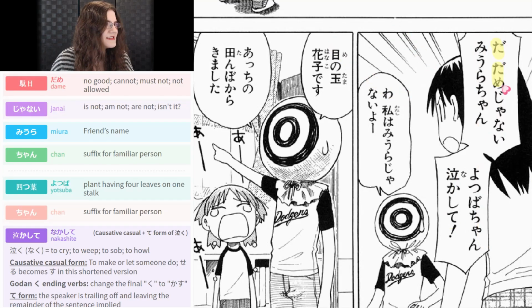So, dame is like bad, no good, and janai is isn't it? It's like, isn't that bad? Miura is her name. Chan is a suffix for kind of kids, little girls. It works fine here. It's like, don't you know that's bad, Miura? What are you doing? Then Yotsuba is Yotsuba. And then chan, again, same chan. Then nakashite is the causative te form of naku, which is to cry or to weep. You made her cry.